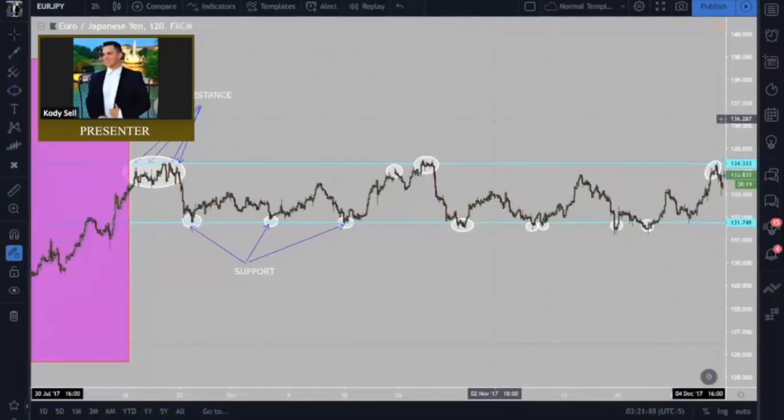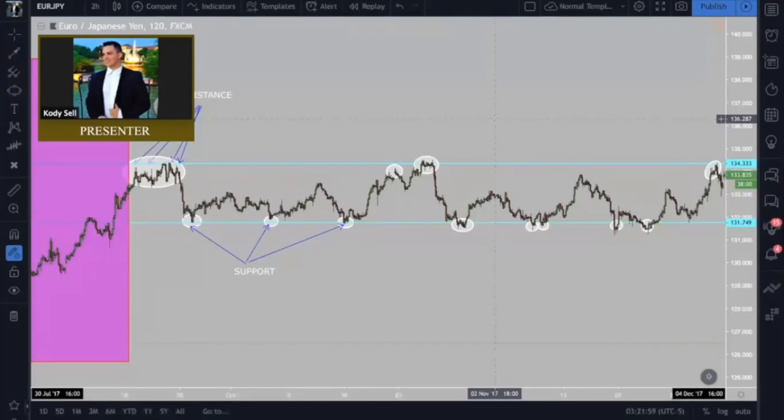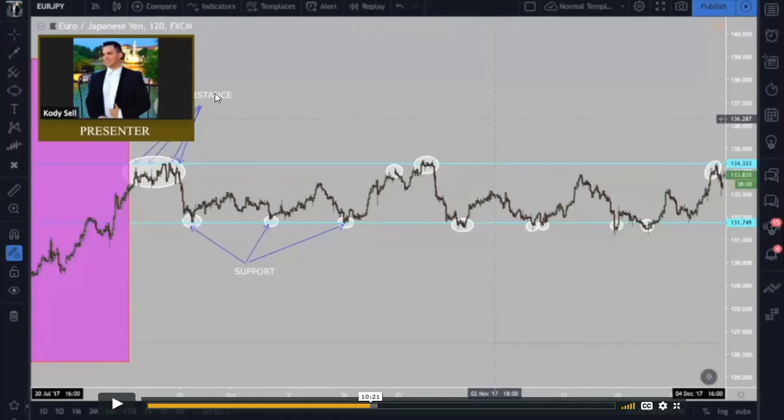So this is a basic understanding of what support and resistance actually looks like in the market. Basically, you can see how the support and the resistance, if you put it into a channel, goes up and down. So the chart is going up and down, moving sideways, right?